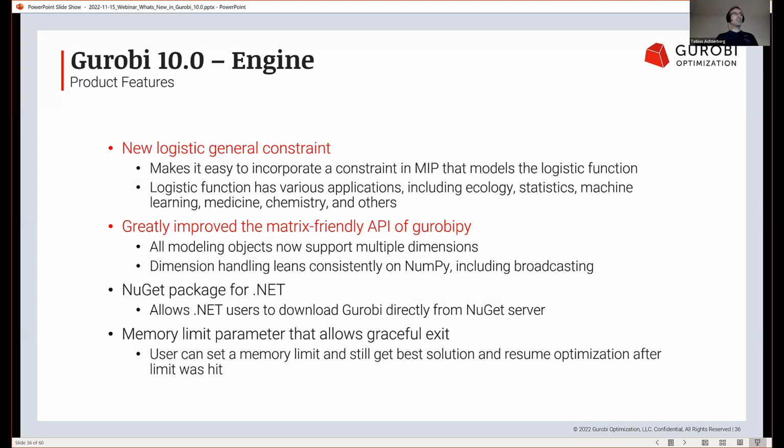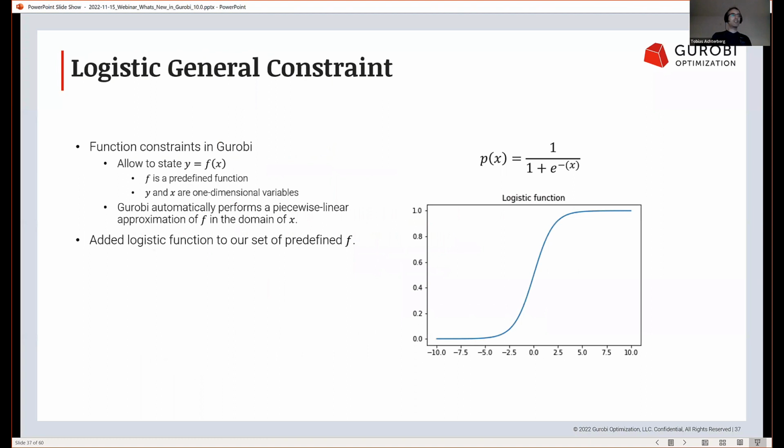Okay, but now let's look at the new logistic general constraints. Our general constraints were introduced in previous versions of Gurobi, and you can consider that there are two different types. One is where the general constraint is basically just a helper that allows you to express certain functions as a general constraint, and Gurobi will automatically turn that into the equivalent mixed integer linear programming formulation. For example, the max constraint or the absolute constraint are two such constraints. But then there's also another class of constraints which are more highly nonlinear, like exponential, sine, cosine, and so forth.